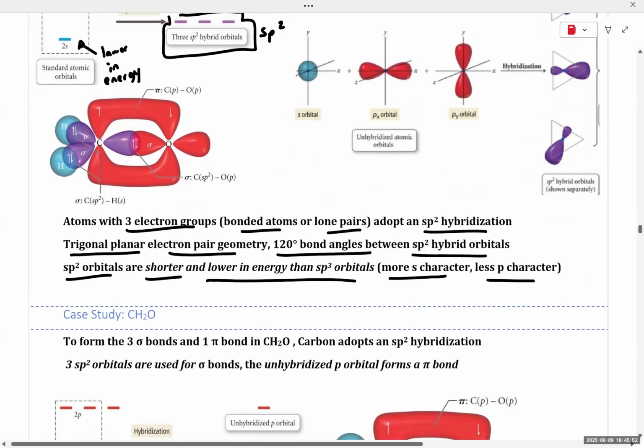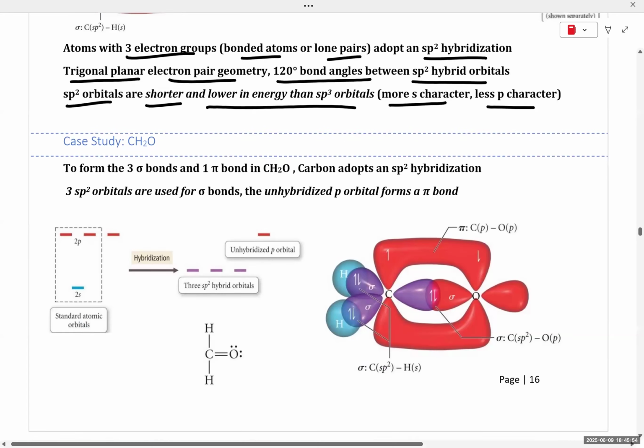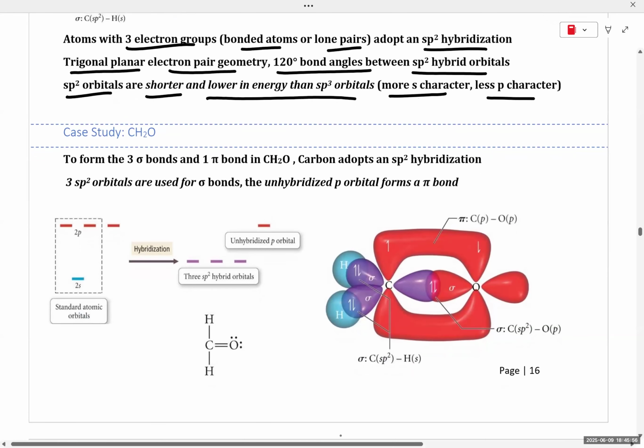So let's do a case study now and look at formaldehyde. So here's what formaldehyde looks like in terms of a Lewis structure. As you can see, looking at this central carbon, there are 1, 2, 3 bonded atoms. So we have 3 electron groups. So this carbon has an sp2 hybridization.